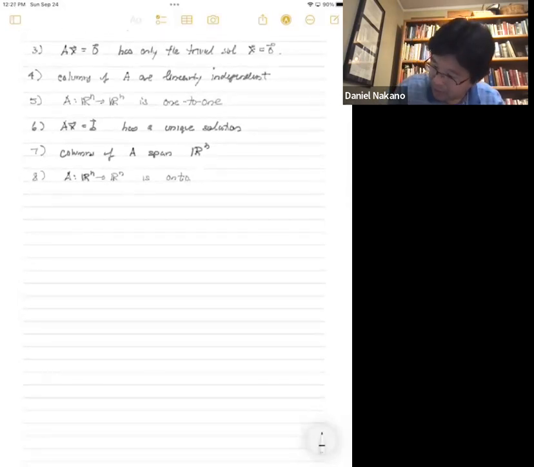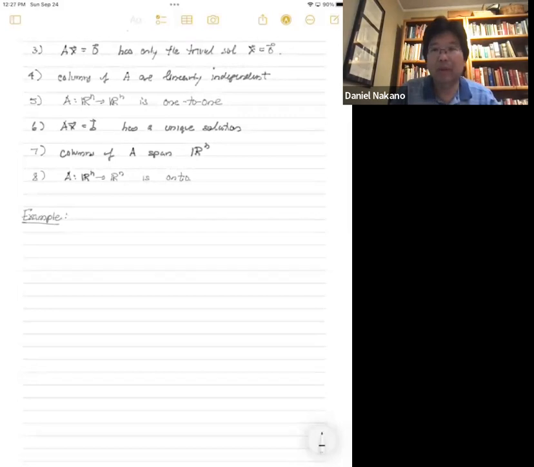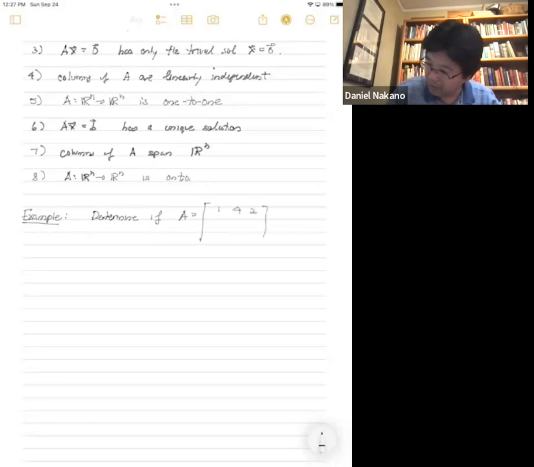So let's do an example where we actually apply these equivalences to determine whether A is invertible. Determine if A equals the matrix with rows 1, 4, 2; 2, 7, 3; and 1, 7, 5 has an inverse.